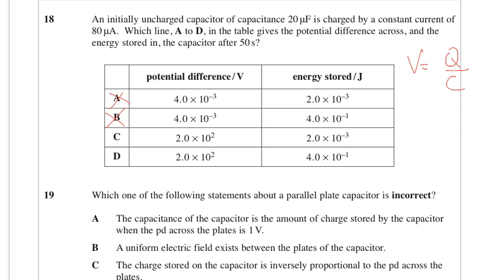So let's square that, divided by 2 and times by 20 times 10 to the power minus 6. So 200 squared divided by 2 times 20 times 10 to the power minus 6, which is 0.4, which is answer D.